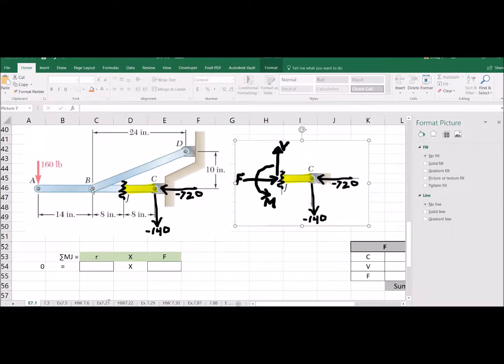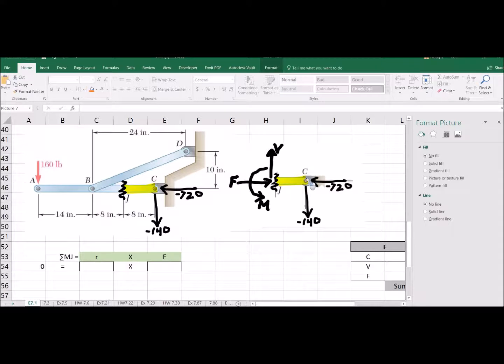We didn't have to solve for what's happening at B because we can grab this from either side, remember. So let's just grab it from this side. And you can see that the axial force, 720, is in the x direction. So our axial force will be 720. Our shear force will be 140. See how those are equal and opposite? The last thing to solve for is our moment.